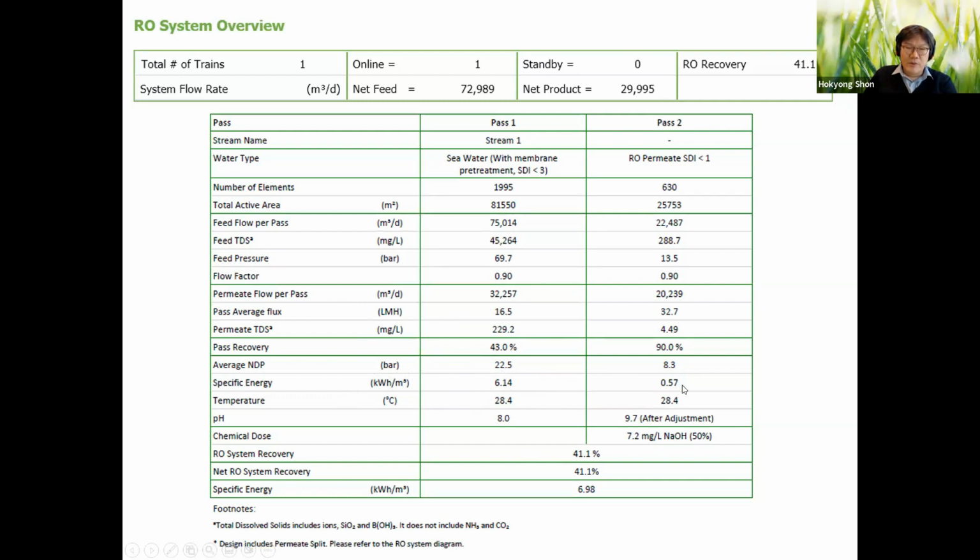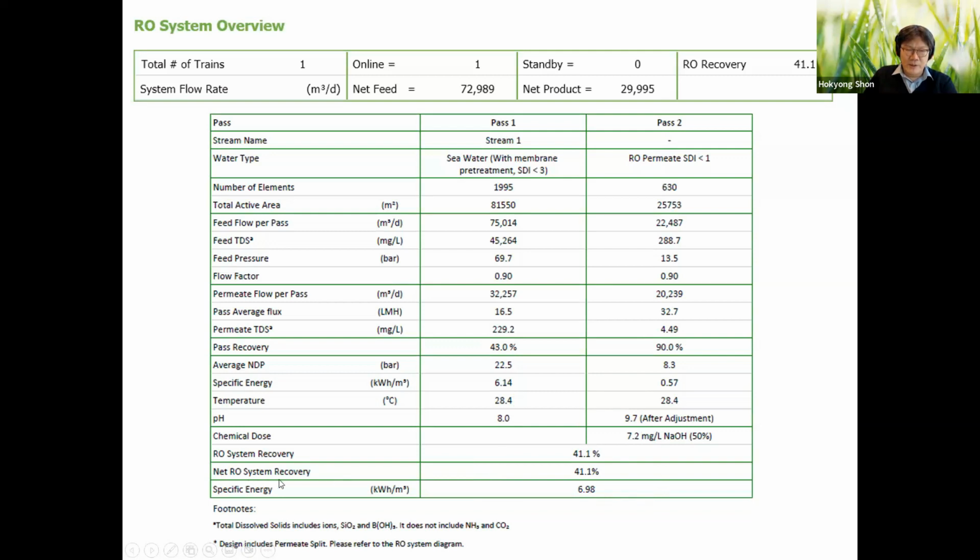And you have 0.57 kilometer per day. And then we have temperature 8.6, 28.4, and then pH 8 and 9.7 after adjustment. And our system recovery is 41.1%.